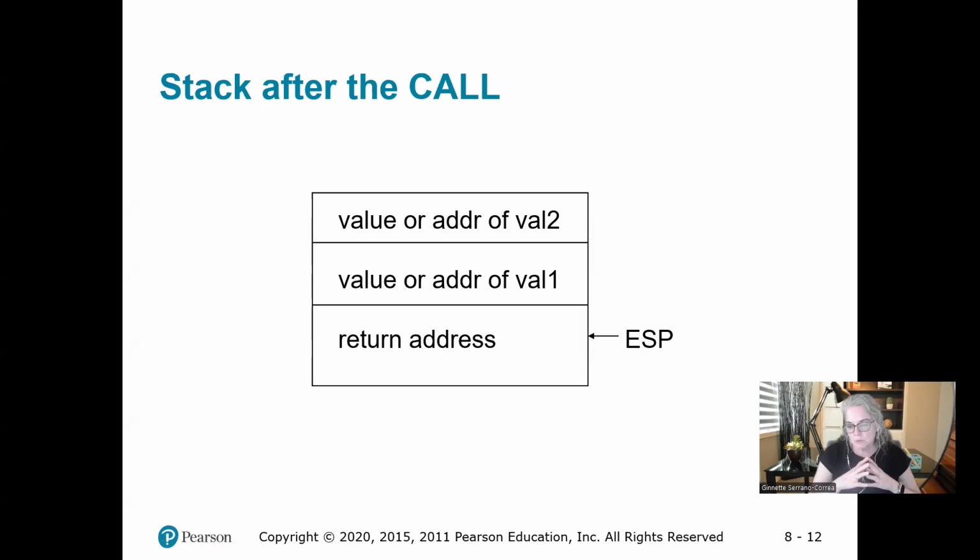So again, this is just a little picture of what the stack looks like after we make a call. If your function call has 2 arguments, you're passing it 2 things, you're either going to have the value or the address, depending on if you're passing by value or by reference. Those are pushed onto the stack. Then the return address, the second you make the call, the return address of where the next instruction is goes on the stack, and ESP is pointing to that spot.